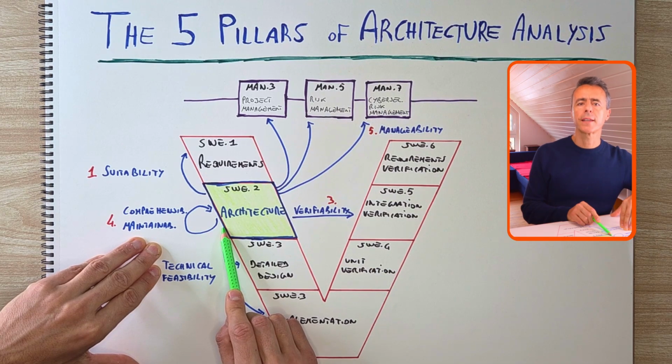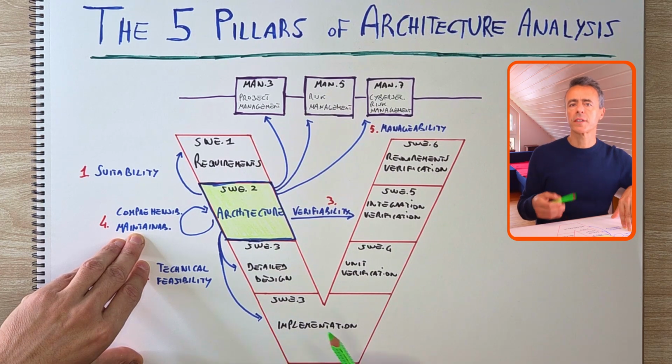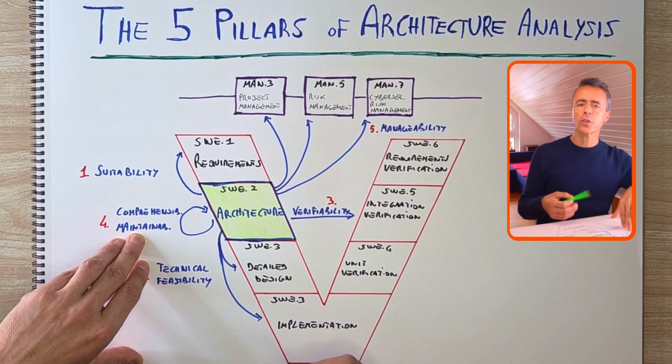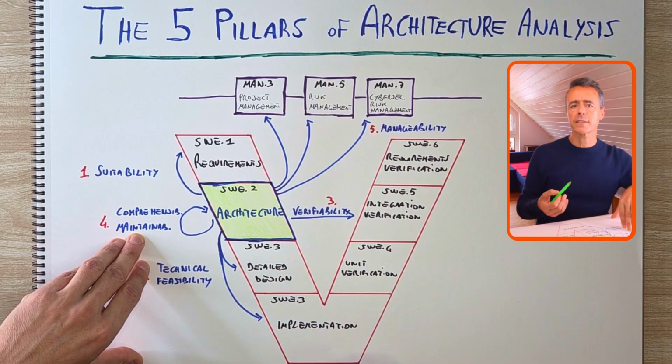So far we have talked about architectural analysis in terms of suitability, feasibility, and verifiability. But the architectural analysis does not stop here. We also need to analyze the architecture itself. This means checking not only what the architecture does, but how it is described and whether it follows design principles. And this brings us to the next key point of this video, analysis of the architecture against defined description principles and design principles. Remember, one of the main purposes of an architecture is communication.